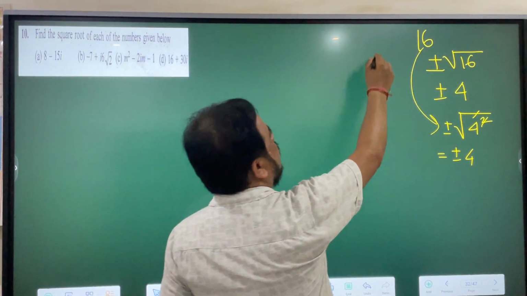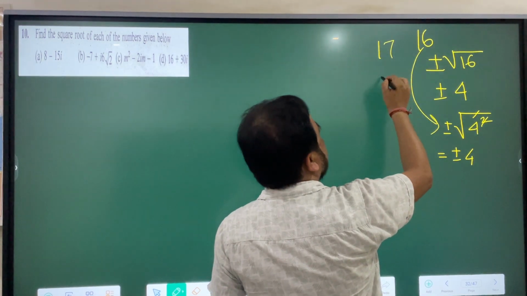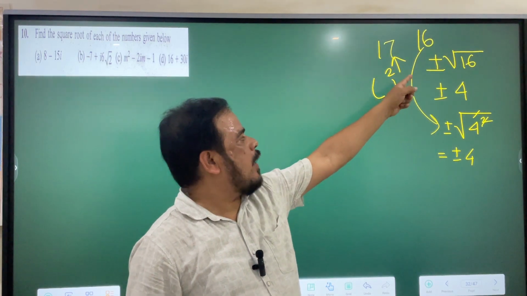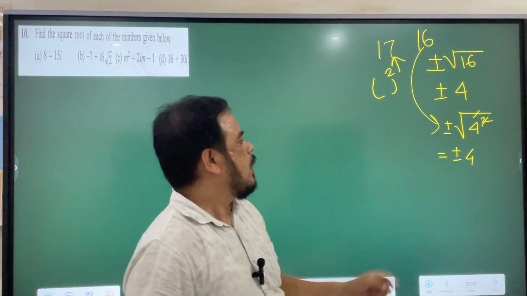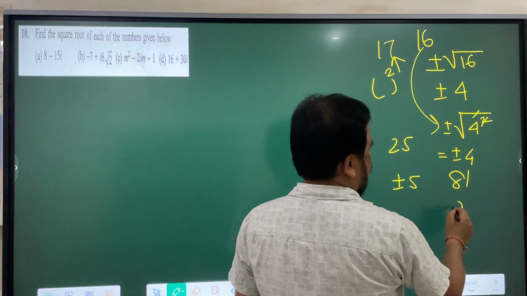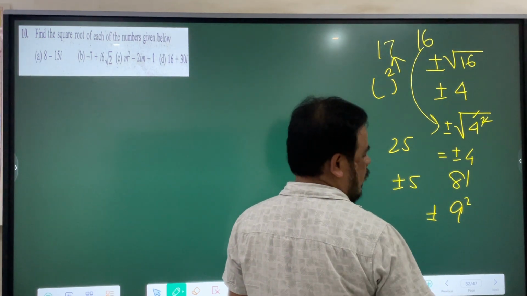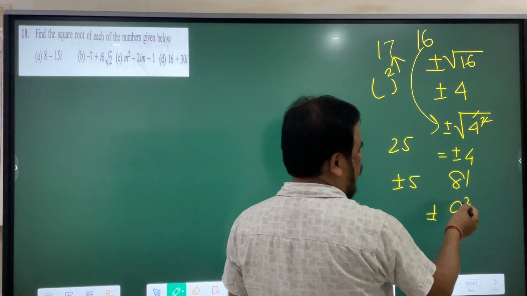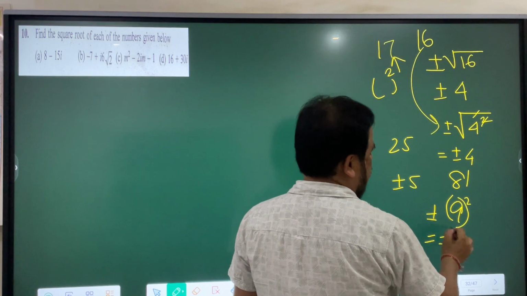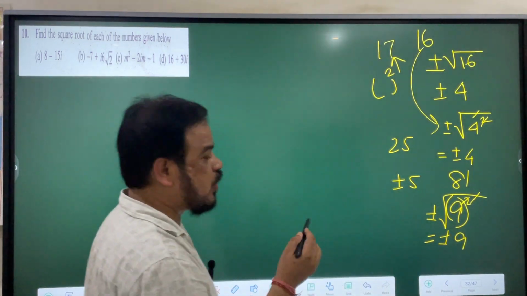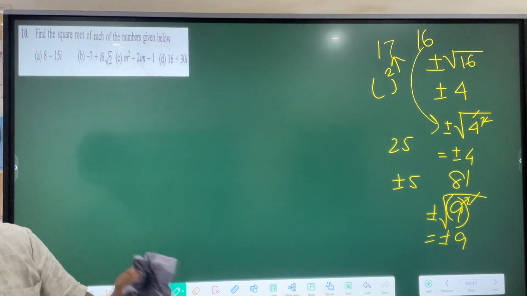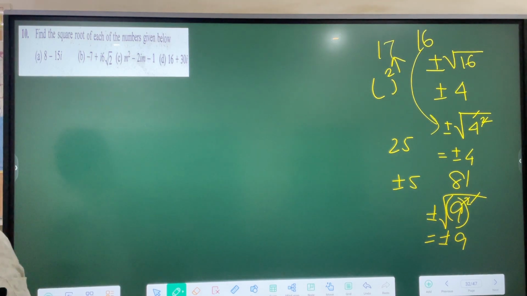Now square root of 17 we cannot find, because there is no square for 17. If we get a square, only then can you go for the square root. Square root of 25, so plus minus 5. Square root of 81 is 9 square, so plus minus 9. If there is a square, only then can you write the answer. The root is there, the root cancels. So we will try to find the whole square. Without getting a square, we cannot get a square root.